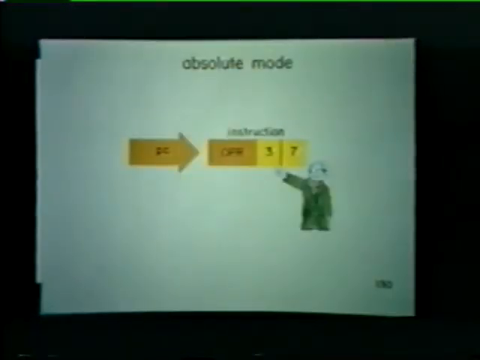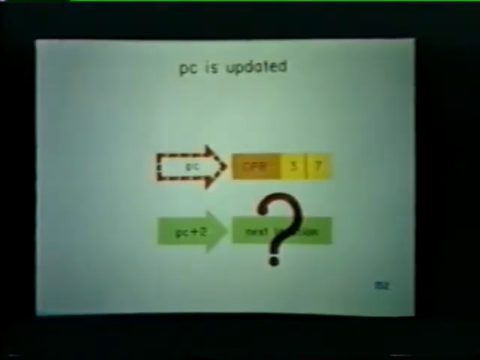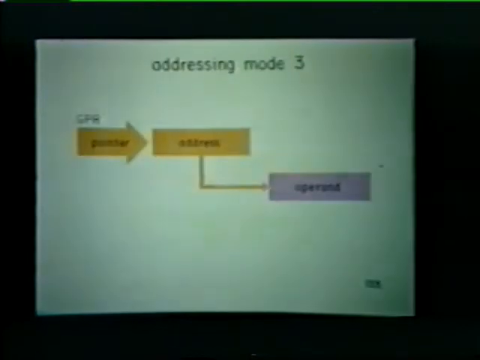This instruction calls for the absolute mode. In other words, it indicates that addressing mode 3 is to be used in conjunction with register 7, which is our PC. When this instruction is retrieved from memory, the processor automatically advances the PC so that it now points to the next location in the program. What does this location contain? Well, to find out, let's go back to our basic addressing modes for just a moment.